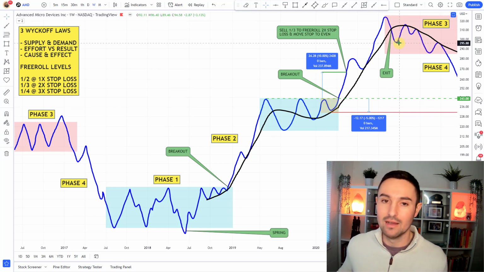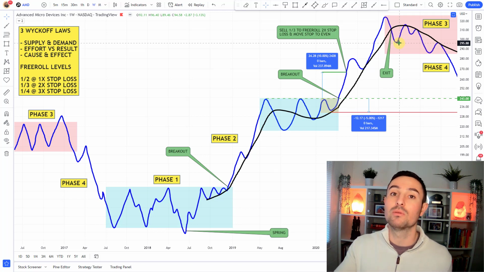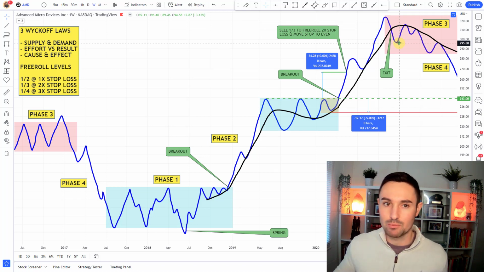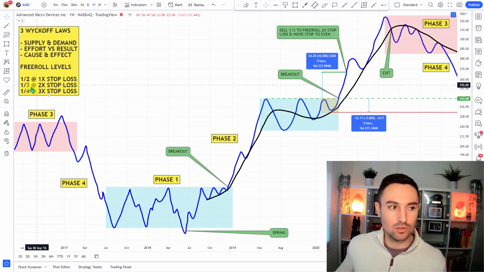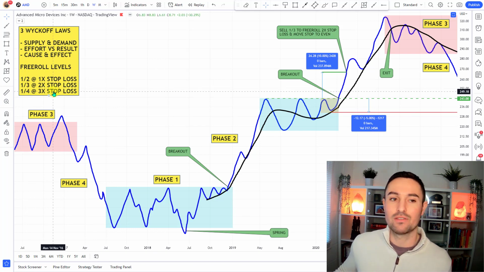They do not all do that. So I want to position myself. This is a Sun Tzu Art of War quote: position myself beyond the possibility of defeat as soon as prudently possible. So the levels that I use to free roll are over here. You could sell half of your position at 1 times your stop loss, you could sell 1/3 at 2 times your stop loss, or you could sell 1/4 of your position at 3 times your stop loss.